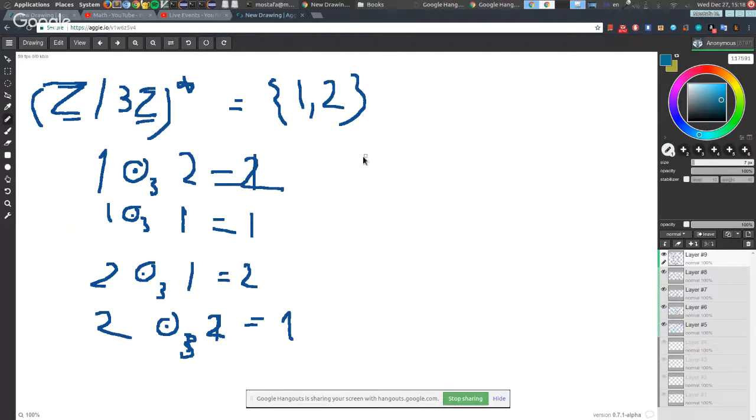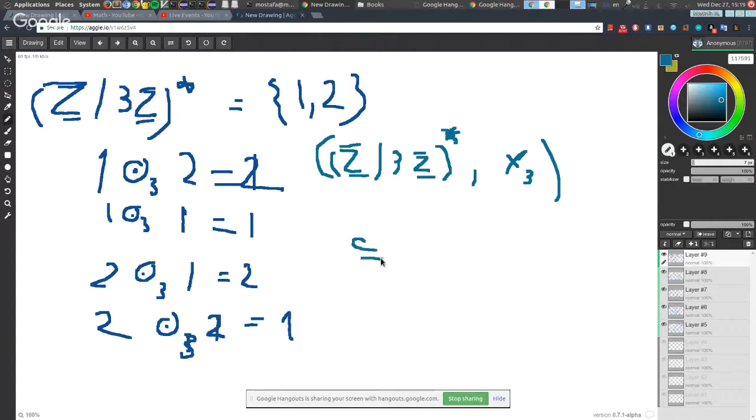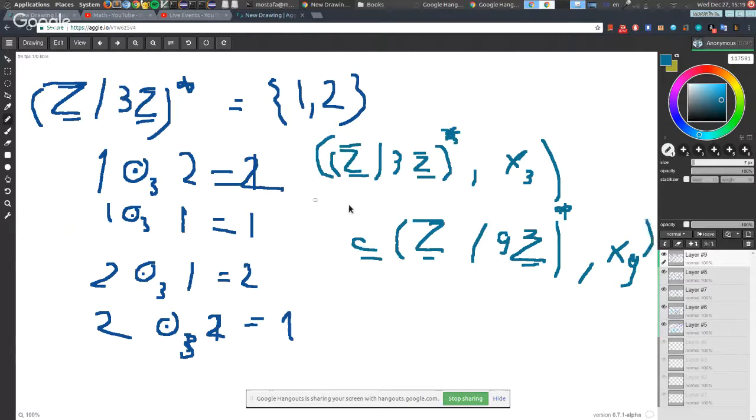We'll say that here, start with the operator multiplication 3. So this is a subgroup of the group Z9. And we make a multiplication with remainder 9.